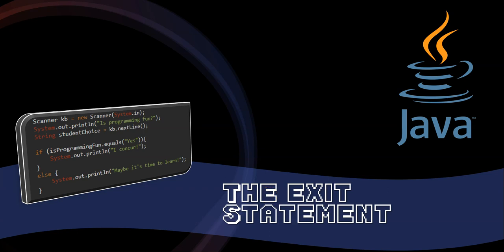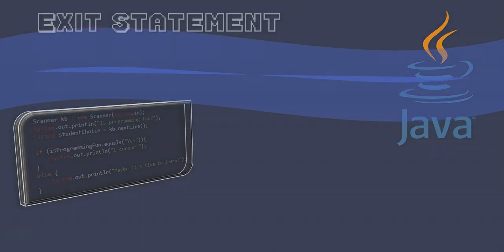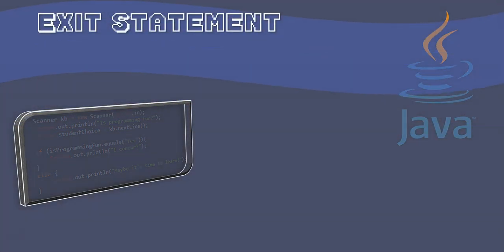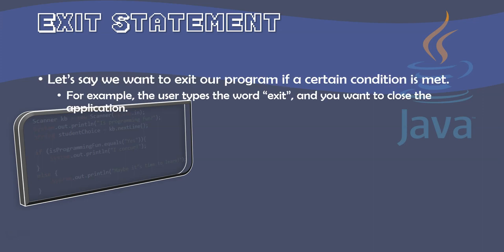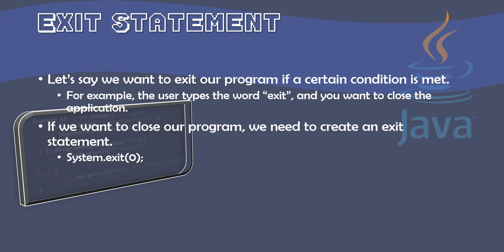And welcome back. As we continue looking at our code for loops, we're going to introduce another way for us to exit our program, which is the exit statement. The exit statement is similar to how we use break and continue, except let's say we want our program to exit if a certain condition has been met. For example, the user types the word exit and we want to close our application. Well, if we want to close it, we simply need to create an exit statement. In that case, System.exit(0).